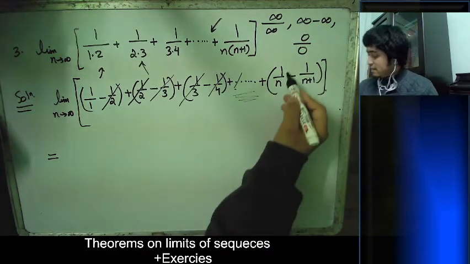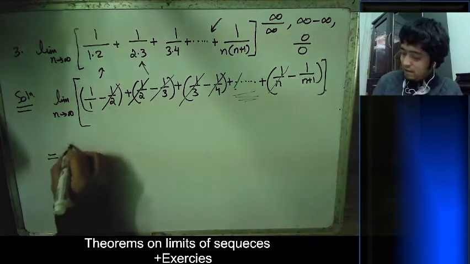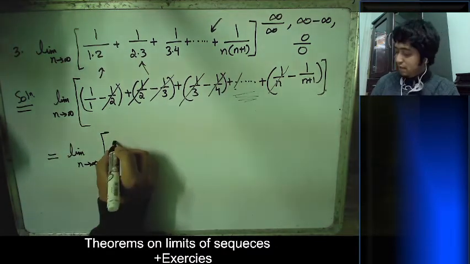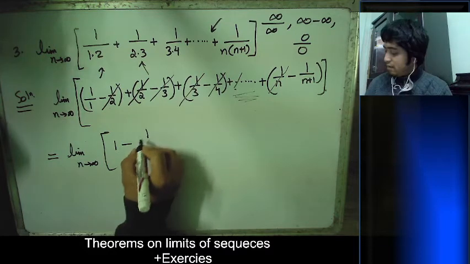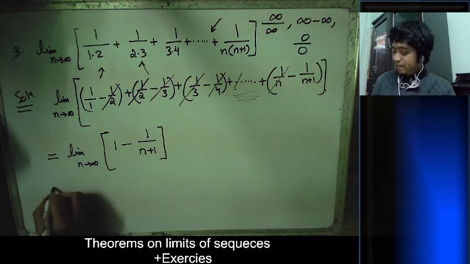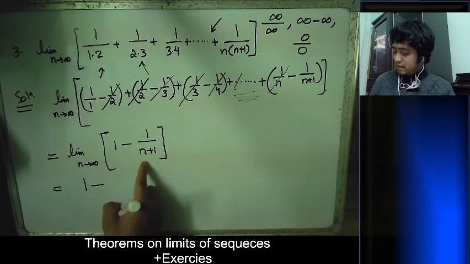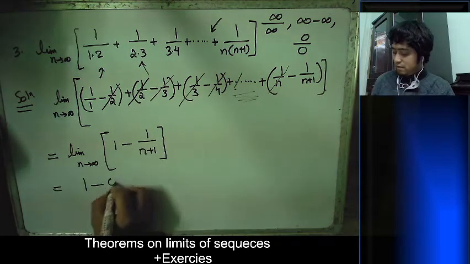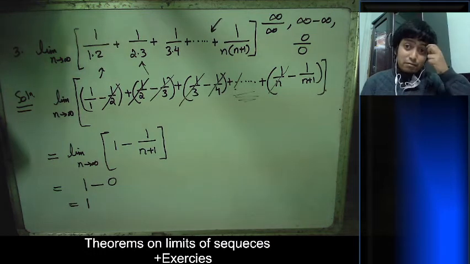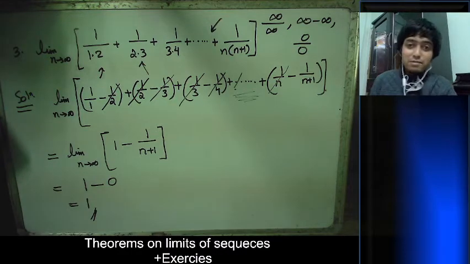Everything will get cancelled, and even this one will get cancelled with the term before it. So the only thing that will be left is this first term, which is 1 minus 1 by n plus 1. So this is what we are having. 1 is a constant, it does not depend on n, and this one becomes 0. So the limit will be equal to 1. Okay, so we can do it like this. This is the final solution.